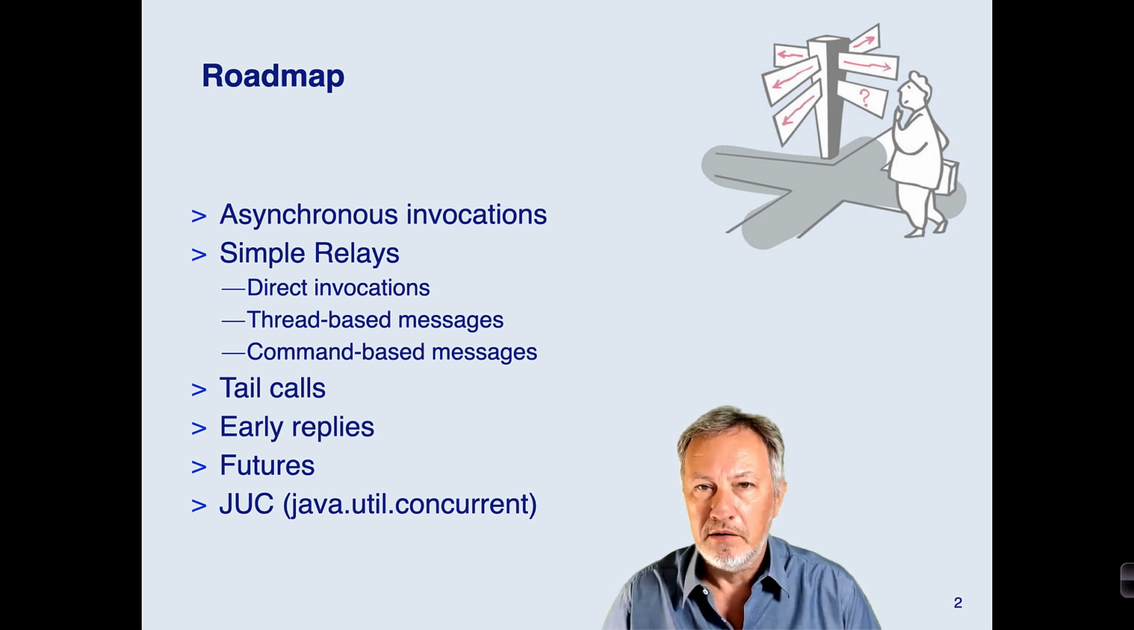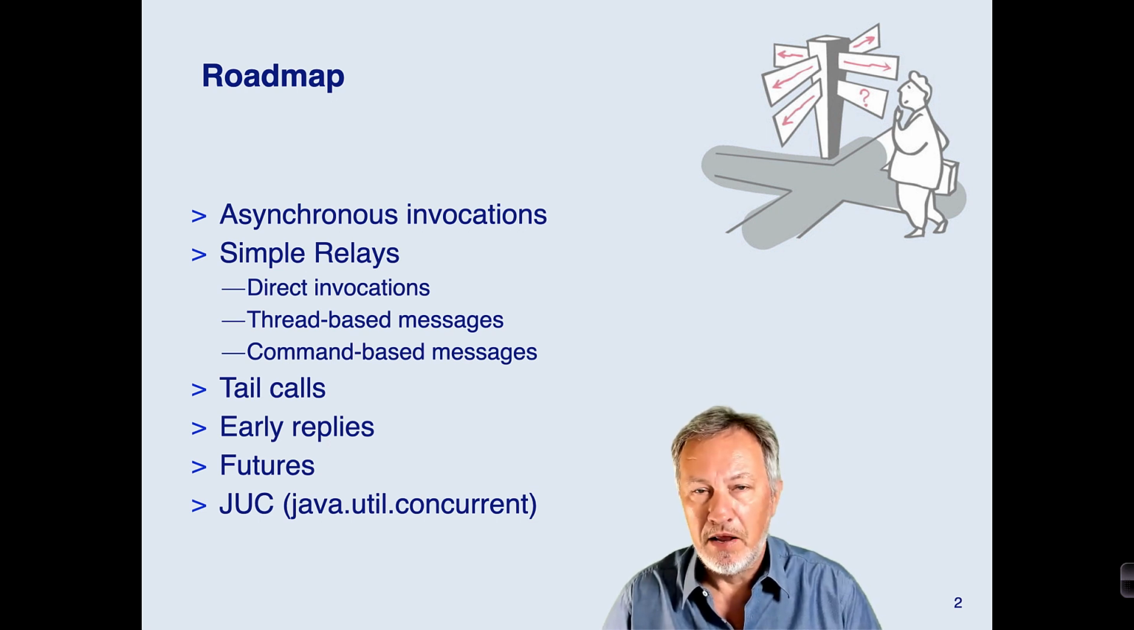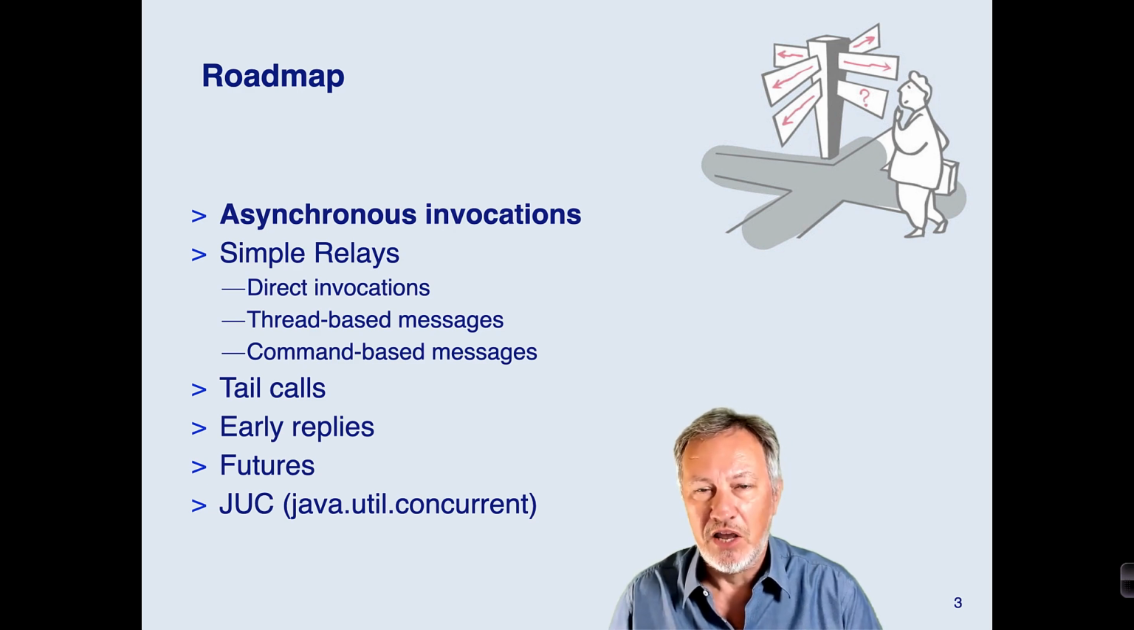Then we'll look at three mechanisms that appear in libraries and programming languages also as language features, namely tail calls, early replies, and futures. Finally, we'll have just a very quick look at the java.util.concurrent library, which provides a lot of standard components and libraries to support asynchronous calls. So first, a quick introduction to asynchronous invocations.